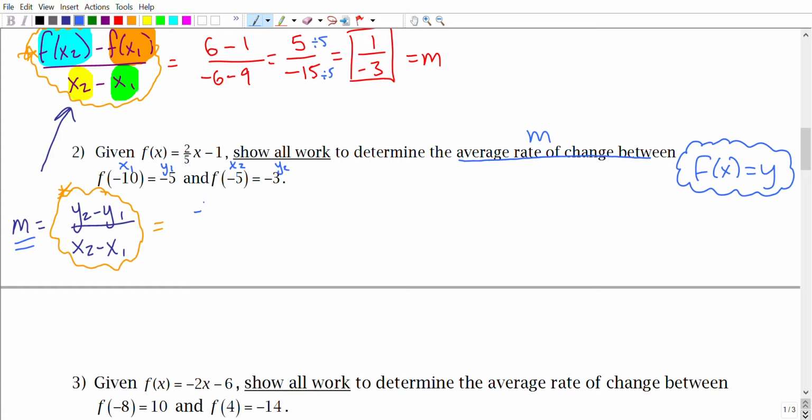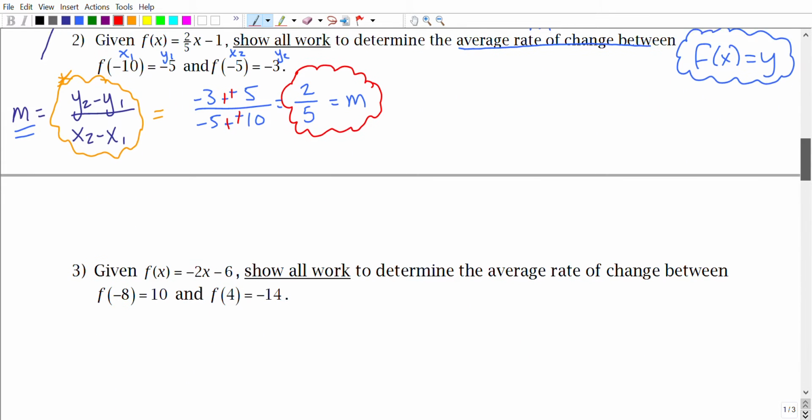So what do I get? I get negative 3 minus a negative 5, and then negative 5 minus a negative 10. So what do I get? These two turn into positives. So my answer here is negative 3 plus 5, which is a positive 2, over negative 5 plus 10, which is a positive 5. So my slope here is a positive 2/5.